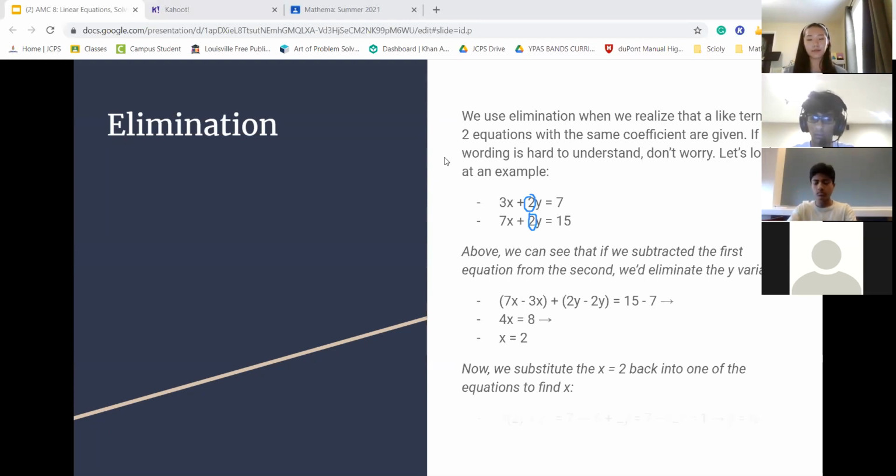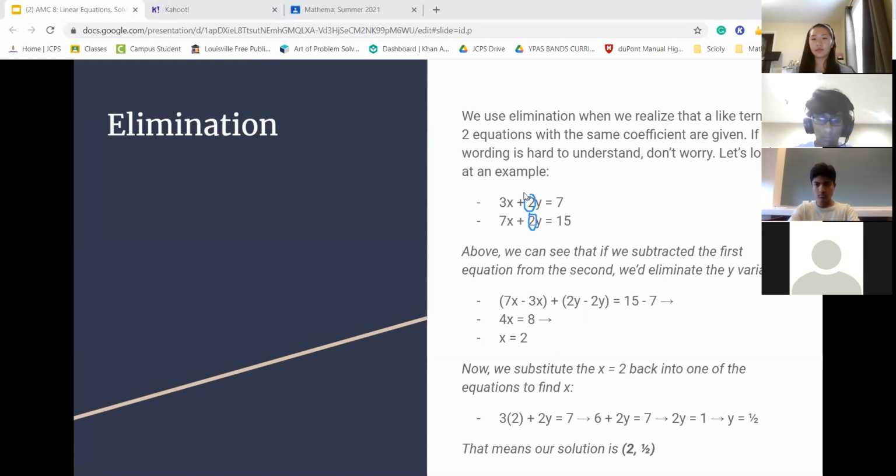Then you substitute 2 for x back into the first equation and you get 6 plus 2y is equal to 7. So then y is going to be 1/2. Here you're basically trying to do something with the two equations to get rid of one of the variables.